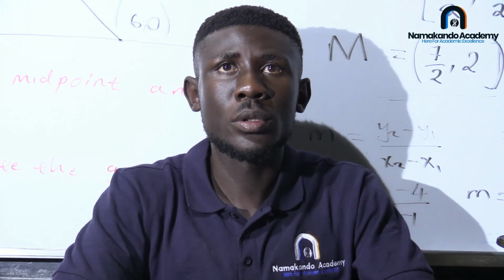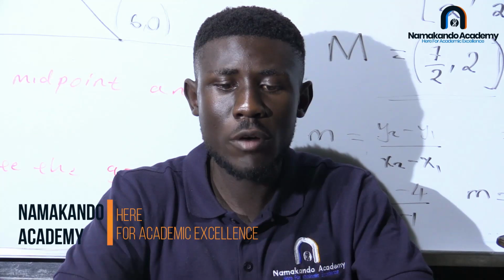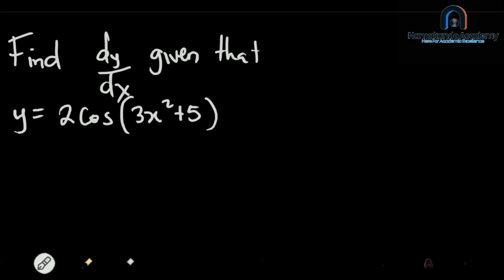Welcome back to the discussion under chain rule. We are looking at a problem where our function of x is presented as y equals 2 cos(3x squared plus 5).